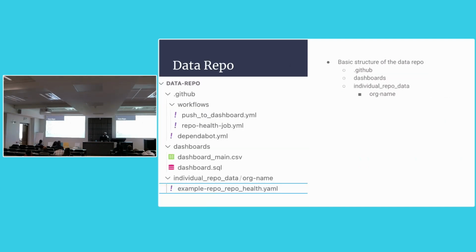Okay, so this is the structure of the data repository. It should contain these three directories: .github, dashboards, and individual repo data with the organization name, because this is how our current script is set up to output the data. And in the individual repo data, on the bottom screen, it creates YML files. If your organization has 100 repos, it will create 100 YML files here, and it will update them daily, or at the frequency you set.